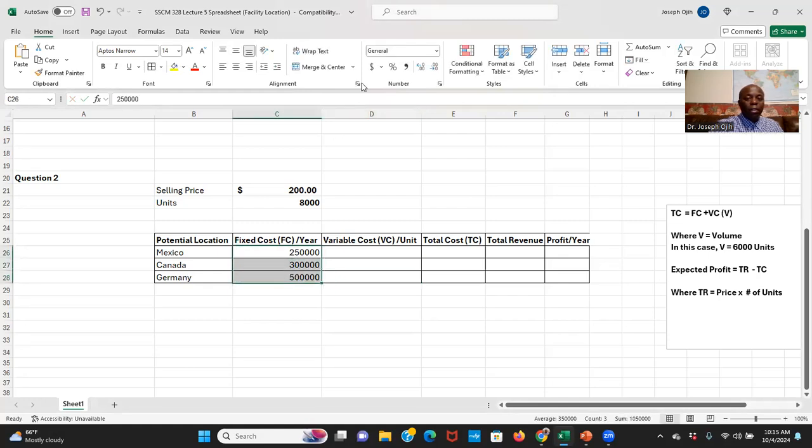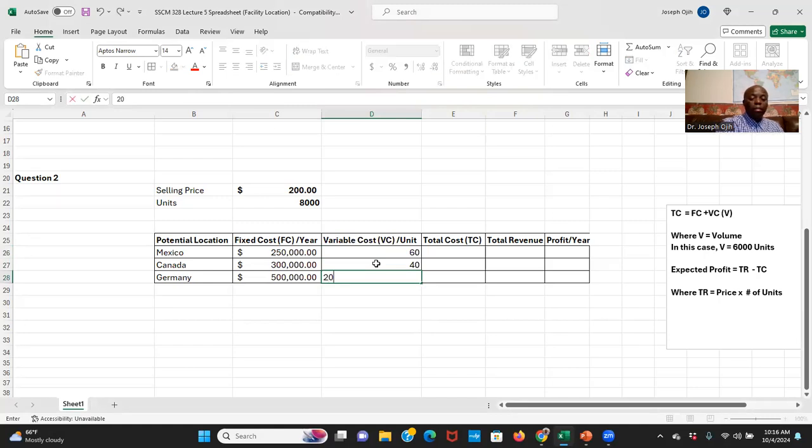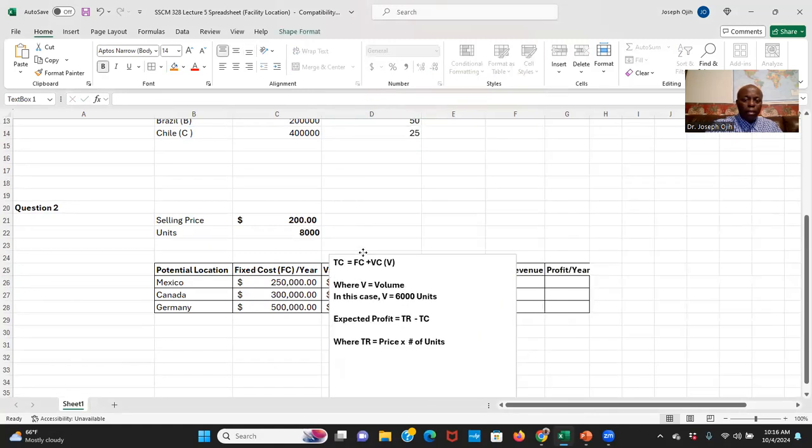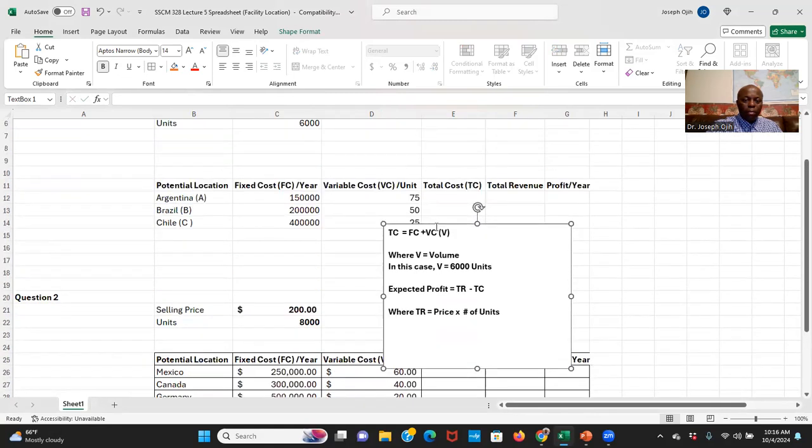Remember, these are currencies. It's in US dollars, so I'm going to make it US dollars. Then variable cost, it told us it's $60 per unit for Mexico. Again, I'm going to make it $40 for Canada, and $20 for Germany. Like I said, these are all money, so I'm going to make the dollar sign. Now we are ready to answer the question. Maybe I should bring this in here so you can be seeing it properly.